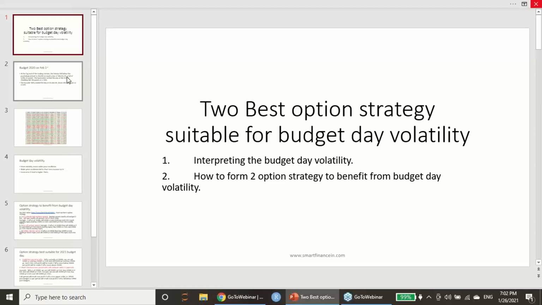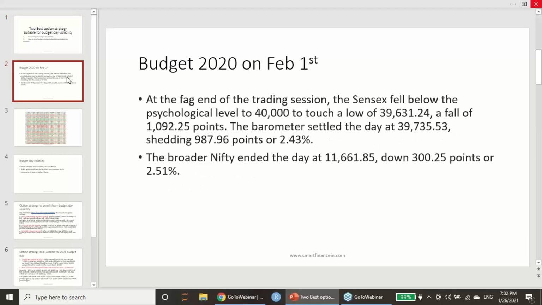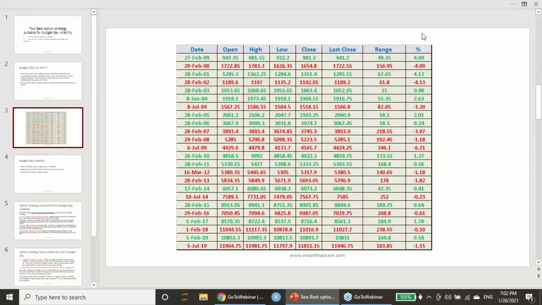So first we will interpret this budget and how the market has behaved during the budget. Here I have taken some web information from different websites. So these are the movements of the Nifty during the budget day.